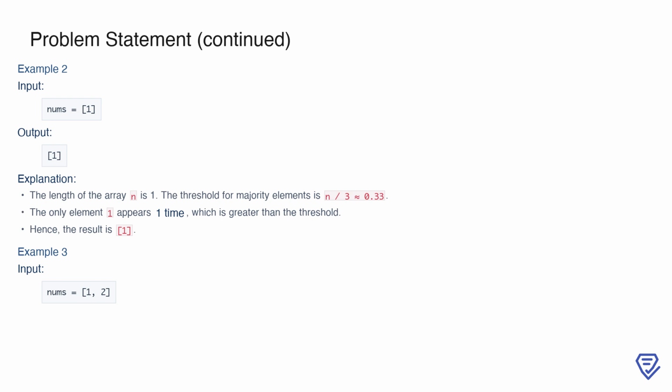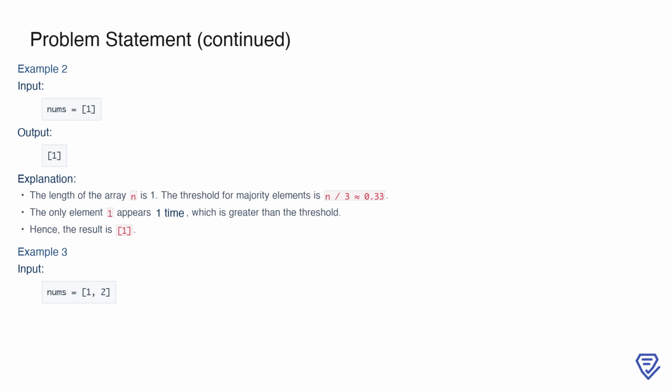Here's another example. If the input array is just [1], the length of the array is 1. The threshold for a majority element, n/3, is approximately 0.33. Since there's only one element, 1, it appears once, which is greater than the threshold. Therefore, the result is [1].